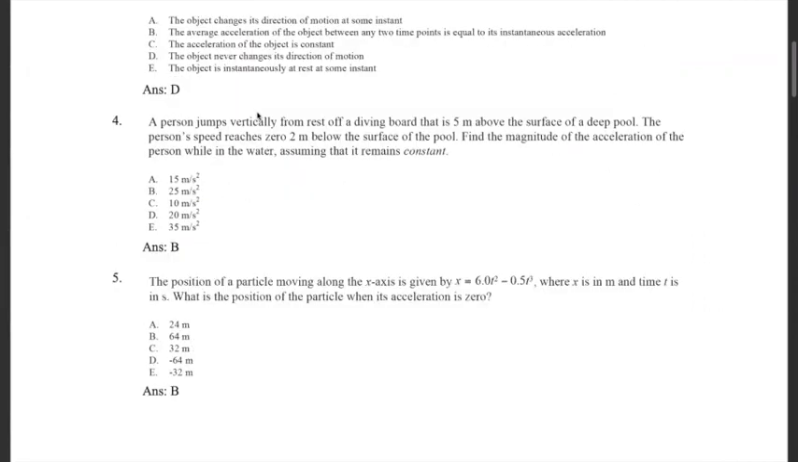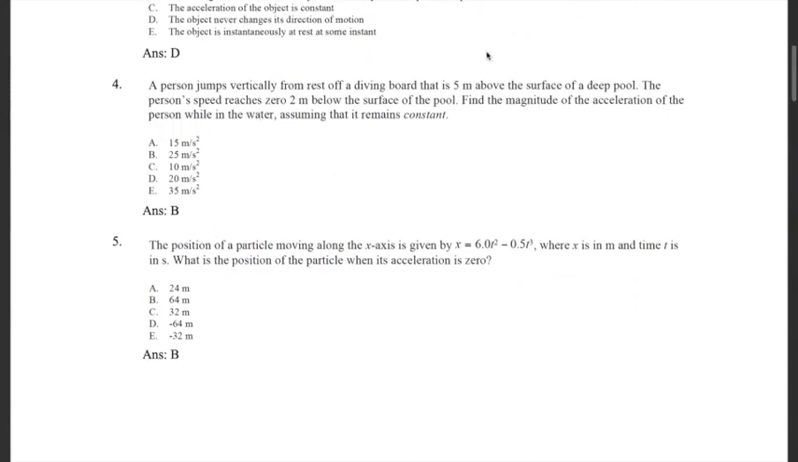A person jumps vertically from rest off a diving board that is 5 meters above the surface of a deep pool. The person's speed reaches 0 at 2 meters below the surface of the pool. Find the magnitude of acceleration. We've done this question. I've sent the answer to this in the group, so you guys can see it from there. But if you still have any questions, you can ask me. Okay, so the next one.